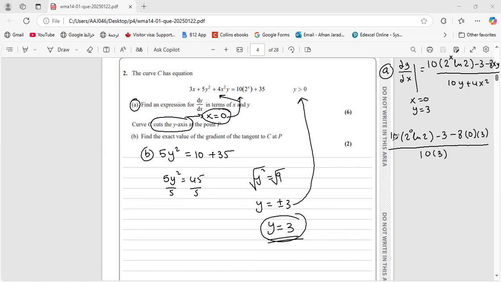So 10 multiplied by ln 2 will be 10 ln 2 minus 3. This one also is 0, out of 30. So this one is the gradient at P. This one is the gradient of the tangent to C at P. Okay? And find the exact value. This one is the exact value.